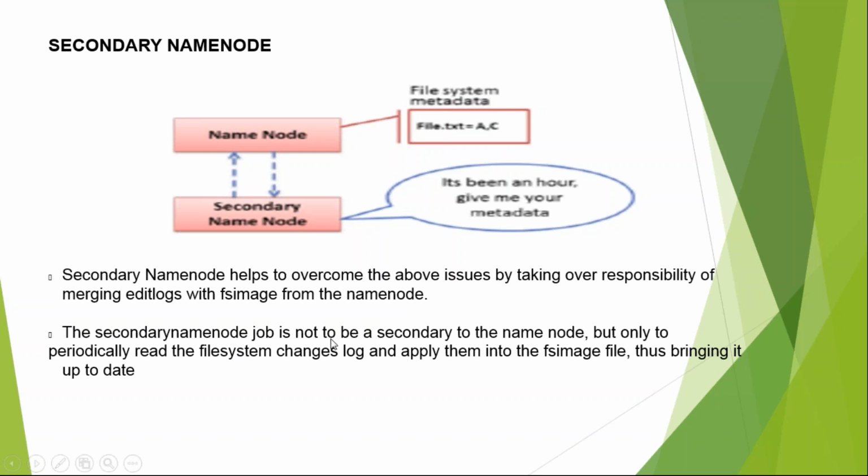The secondary name node's job is not to be a secondary to the name node. Guys, don't think that as soon as we say secondary name node, if the name node goes down, the secondary name node will take over the roles. No. It's not even a backup node. He's just doing a merging task. He's just an assistant. He cannot take over your roles. See, Srinivas has an assistant. Can the assistant replace Srinivas? No, he cannot.